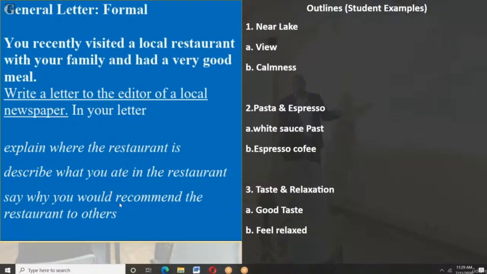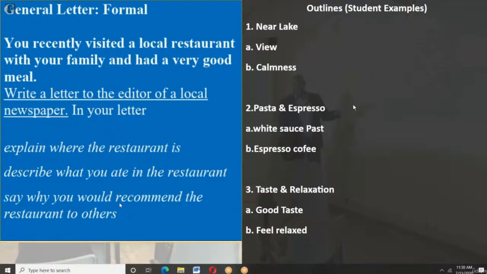Okay, so let's look at some of these examples of an outline. I tried to pull out some examples that were complete. Some people did not really put in details in their outline. They were putting in things like describe the location or talk about the location. And you want to put in details, right? You want to put in details.